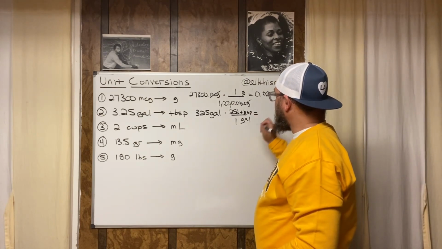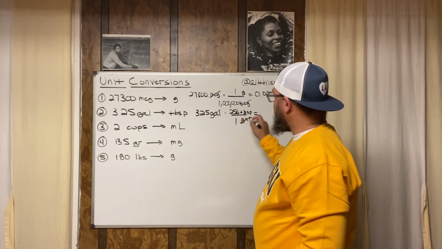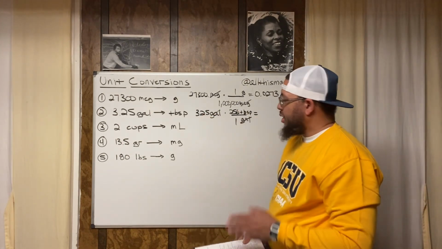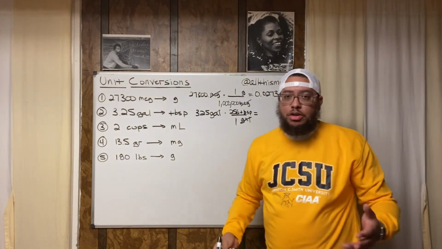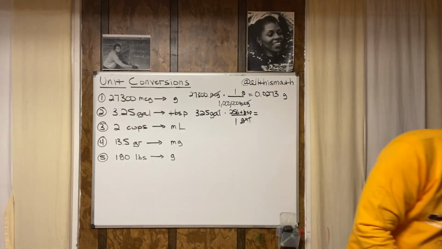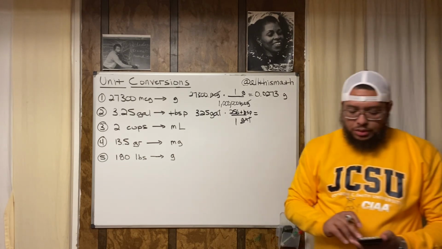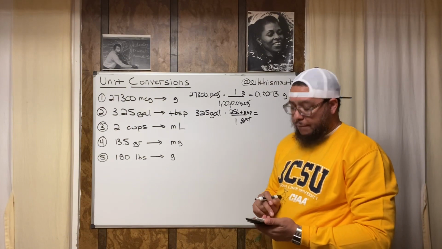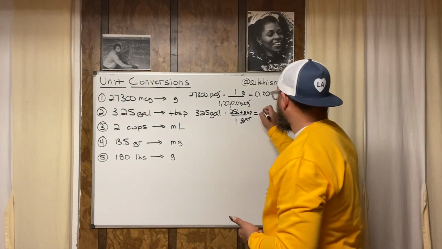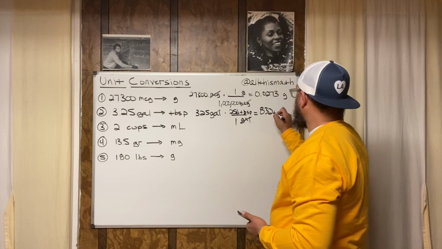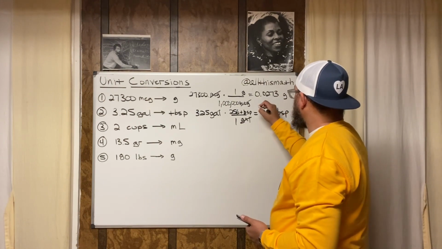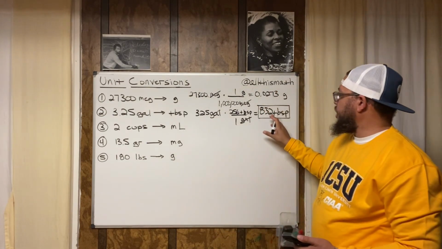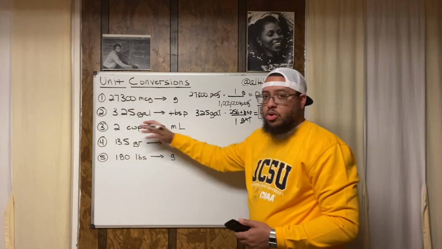All right, so now put your equal sign, divide gallons by gallons, they cancel out. We're going to do 3.25 times 256. Let me grab my calculator, so we get an exact answer. So 3.25 times 256 is equal to 832 tablespoons. 3.25 gallons is equal to 832 tablespoons. All right, on to the next.